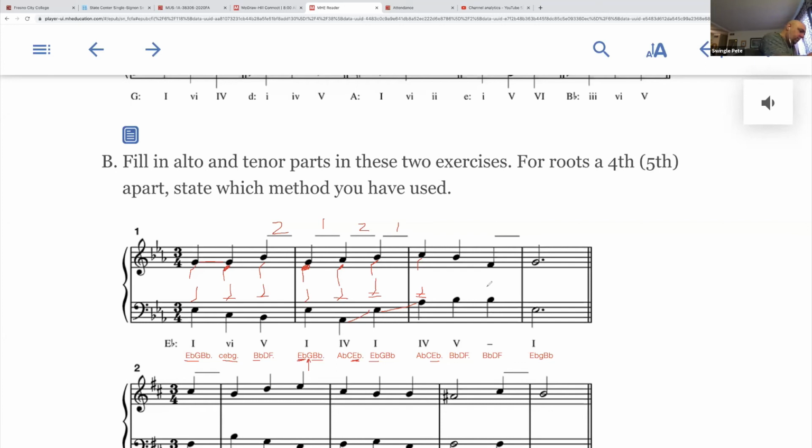Good. Next, we move by second up. No common tones. Everything else has to move down to the nearest chord tone. C moves to B flat. A flat's going to move down to F. E flat is going to move down to D. Those ones are easy, right?